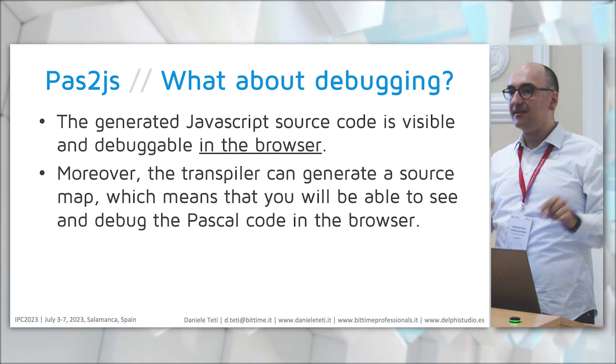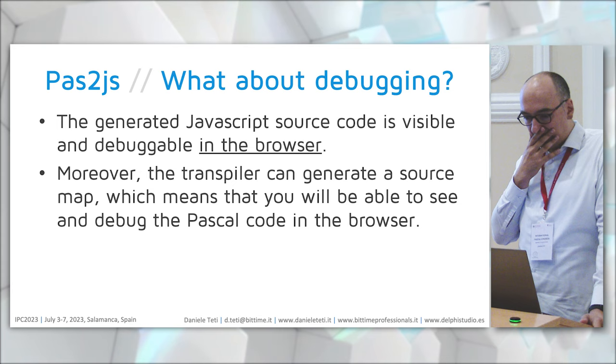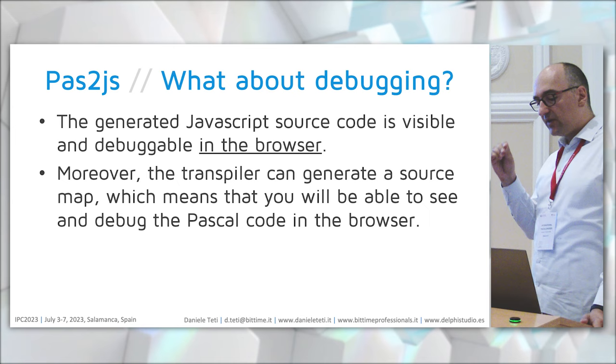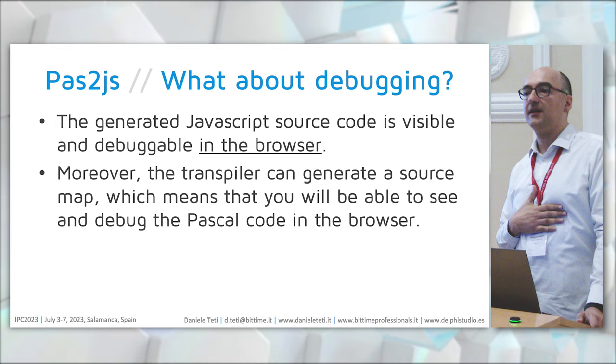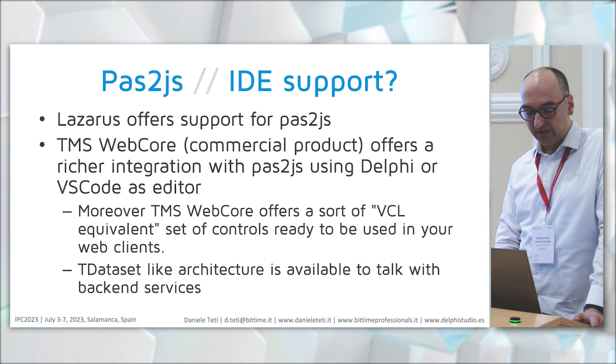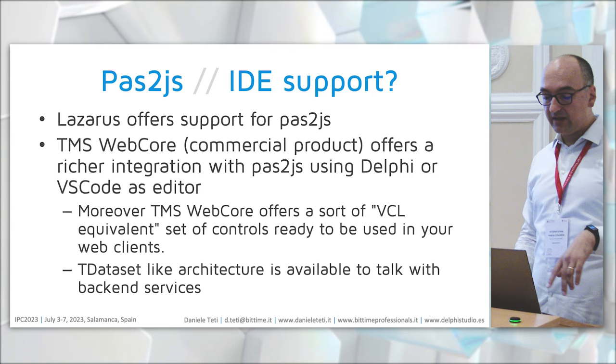For instance, an import unit for jQuery is available, there is a unit named libjQuery to do that. What about debugging? The generated JavaScript source code is visible and debuggable in the browser. The first time I saw it, I was having a heart attack to see Pascal in the developer tools in Chrome. Moreover, the transpiler can generate a source map, which means that you will be able to see and debug Pascal code directly in the browser.